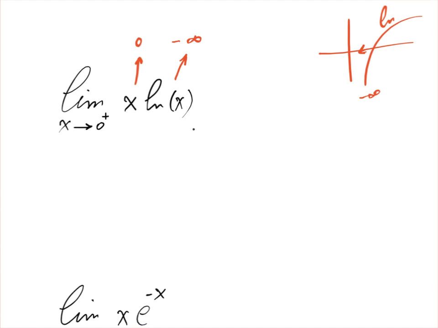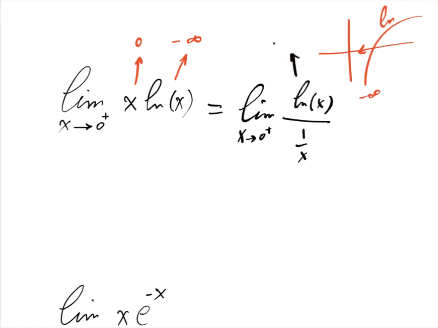And we can reduce it simply to 0 over 0 or infinity over infinity type by moving one of the two factors into the denominator. So in this case, I'm going to keep ln of x in the numerator, and then x in the denominator would be 1 over x as x tends to 0 from the right. Now the numerator goes to negative infinity, denominator goes to positive infinity as x goes to 0. So this is infinity over infinity type.